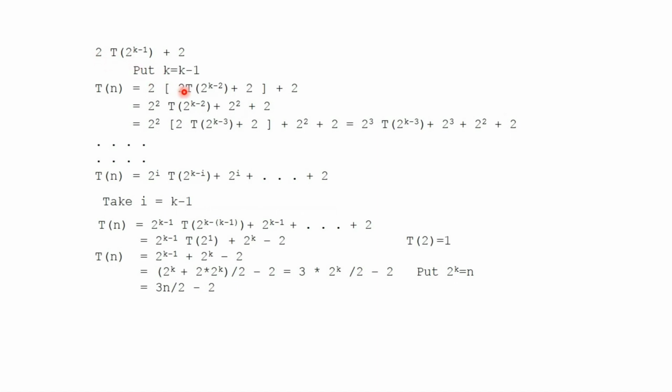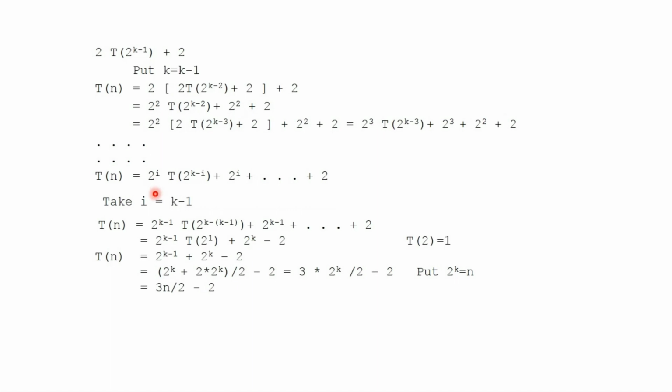So we have 2 into 2 times T of, if I replace k with k minus 1, I get 2 times T of 2 to the power k minus 2 plus 2, and this original plus 2. So it is nothing but 2 squared T of 2 to the power k minus 2 plus 2 squared plus 2. Once again, if I replace k with k minus 1, 2 squared into 2 times T of 2 to the power k minus 3 plus 2, then this 2 squared and this 2, which is nothing but 2 cubed into T of 2 to the power k minus 3 plus 2 cubed plus 2 squared plus 2, and this continues.